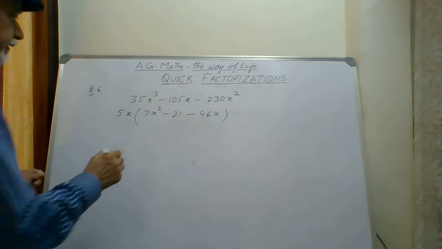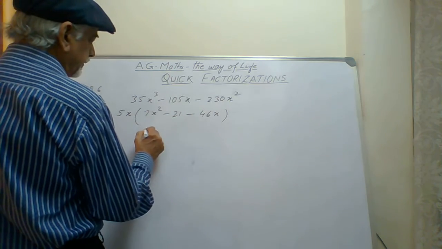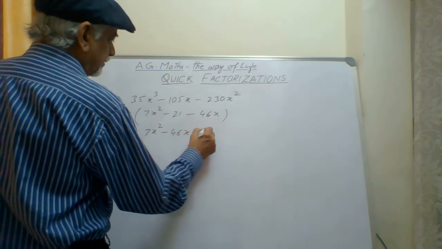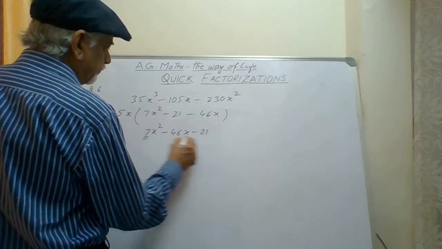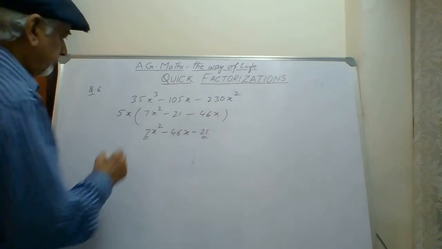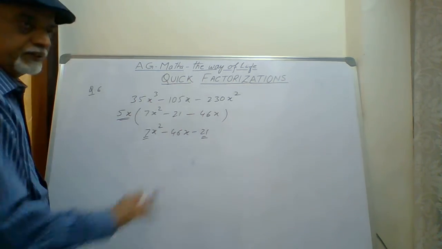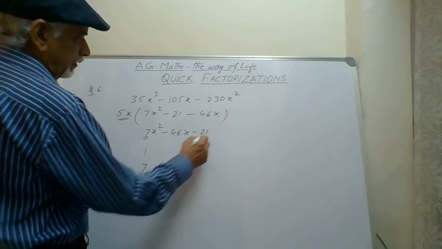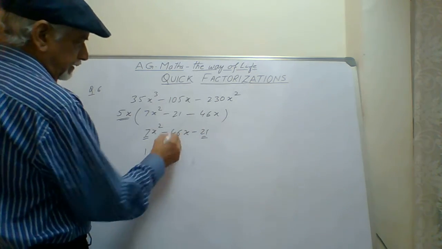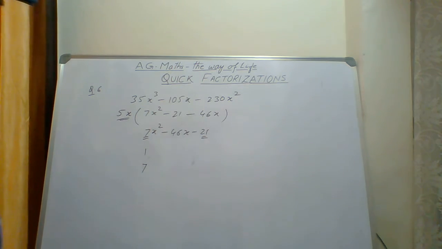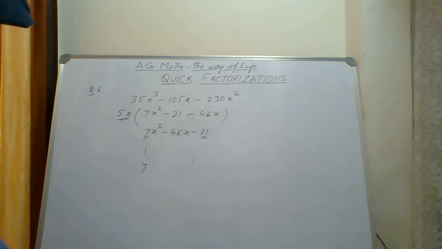Now rearranging this whole equation in descending order, minus 21. Now we have got coefficients like this and follow the previous rule. 5x will be simply added in the factors. So the 7 factor will be 1 and 7. For the 21 factor, I want 46. So what should be the factor for 21? Shall I make it a small number or a big number? Let us make it a big number.